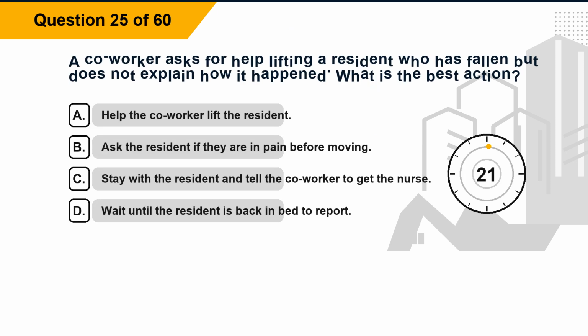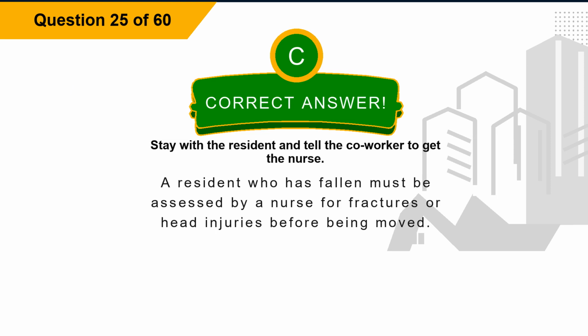patient. Question 25. A coworker asks for help lifting a resident who has fallen but does not explain how it happened. What is the best action? Option A: help the coworker lift the resident. Option B: ask the resident if they are in pain before moving. Option C: stay with the resident and tell the coworker to get the nurse. Option D: wait until the resident is back in bed to report. The correct answer is option C: stay with the resident and tell the coworker to get the nurse. Explanation: a resident who has fallen must be assessed by a nurse for fractures or head injuries before being moved.